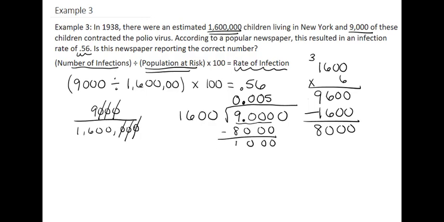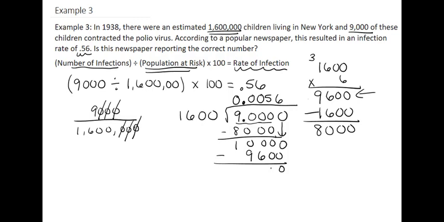9 minus 8 is 1. And we know we did this right because 1,000 is smaller than 1,600. So 1,600 cannot go into the 9,000 any more times. The next step would be to bring down that 0. Now 1,600 goes into 10,000. And we're going to look at this. This is pretty close to 10,000. So we would put the 6 right here. And then we'd put 9,600 right here. And then we go ahead and subtract.